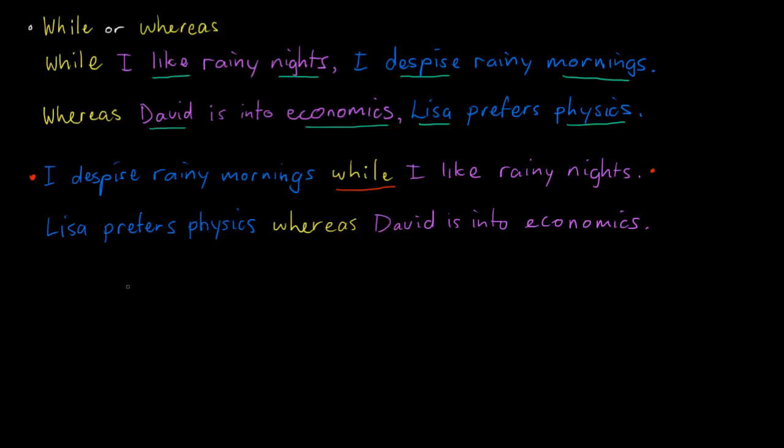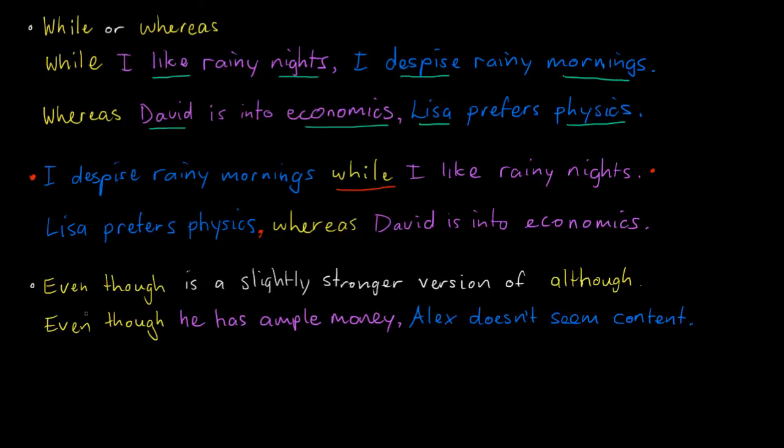Whereas is fine. So, Lisa prefers physics, whereas David is into economics. Whereas will happily go into this position after the main clause. But a lot of people want to put a comma here. I'll do the comma in red, so I'll leave it up to you. I think technically when you lead with the main clause followed by a subordinating conjunction and a subordinate clause, there is no comma, but you can see very clearly that a lot of people put this comma here. So for that reason it's acceptable.